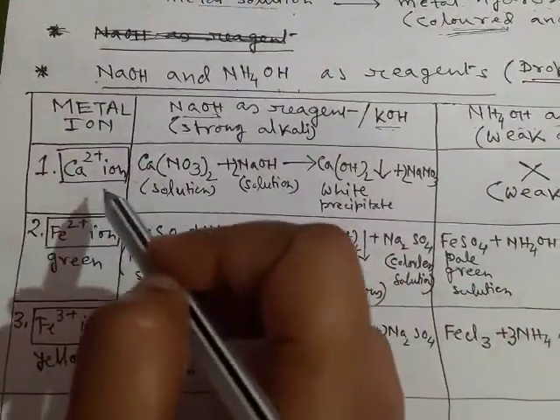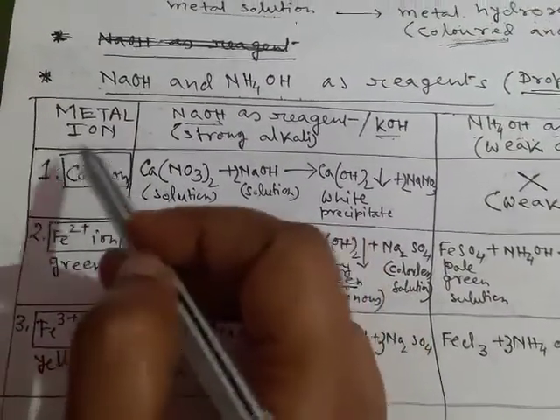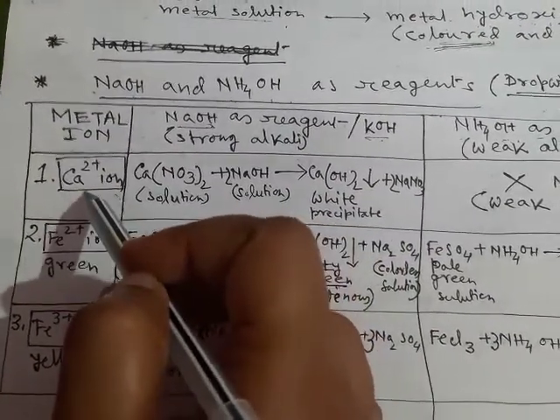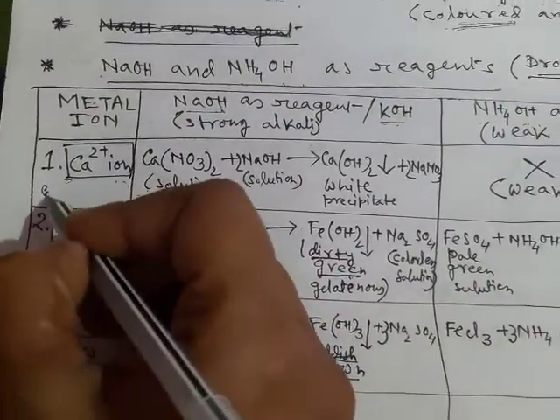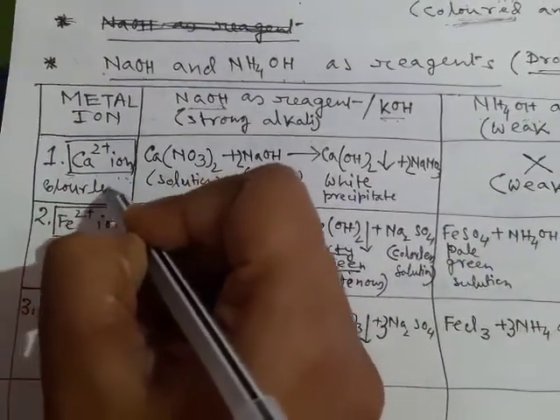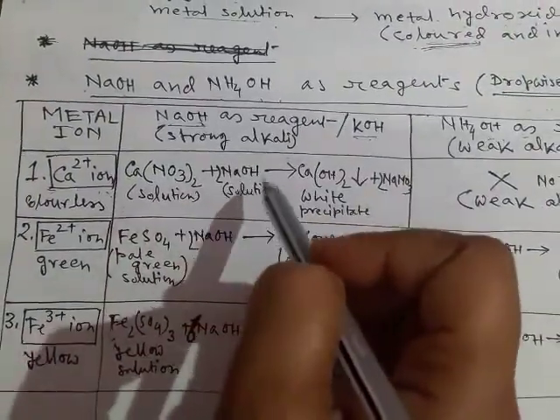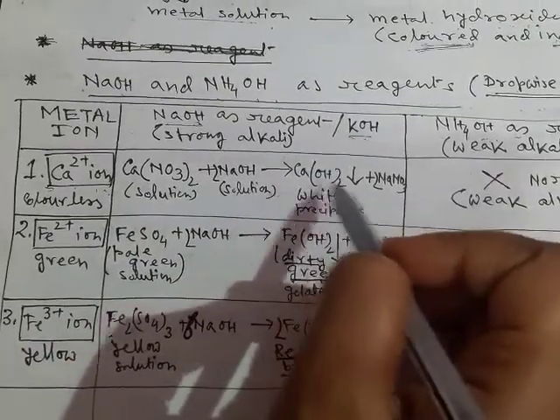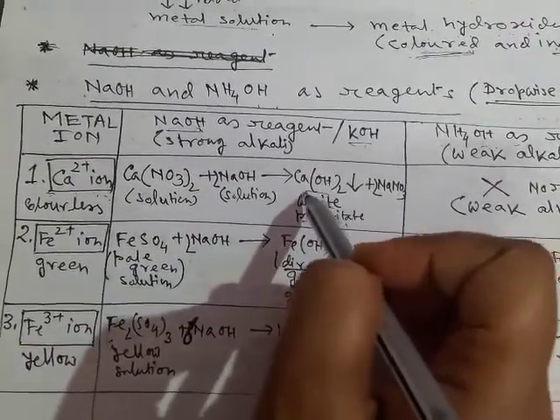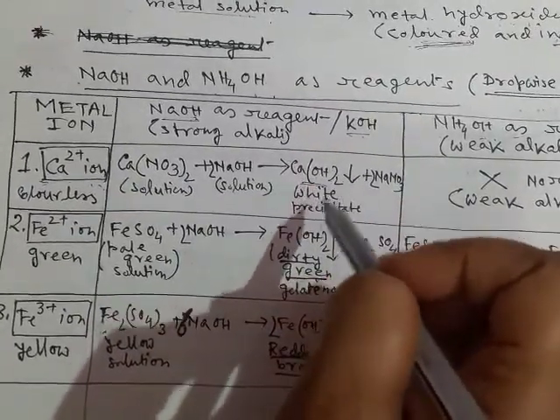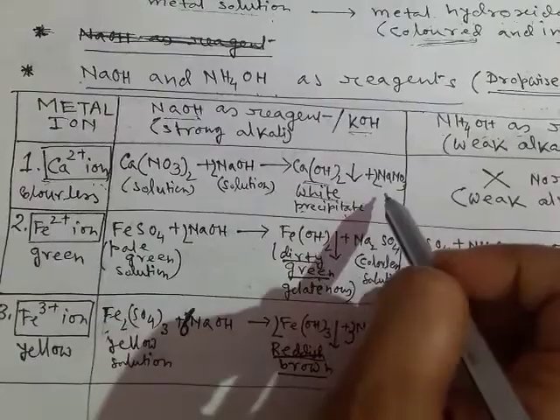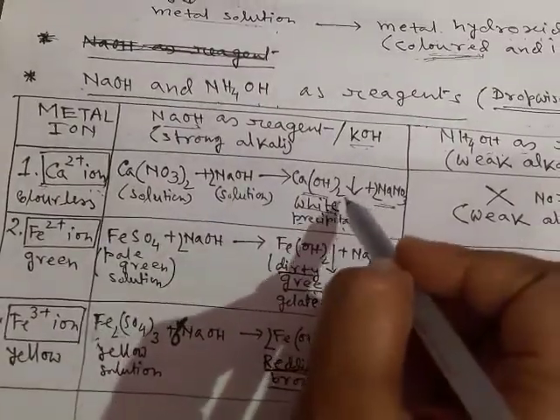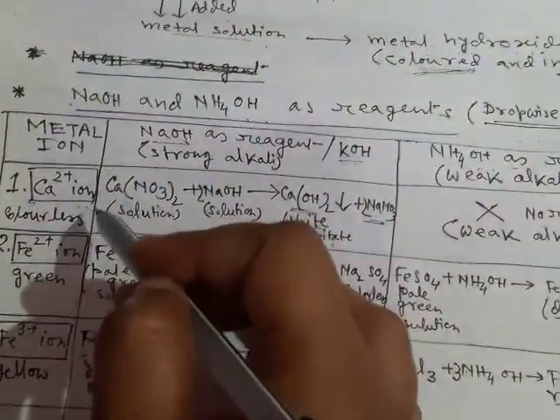First we take the calcium ion. A solution containing calcium ion is colorless. To this solution, if you add sodium hydroxide, caustic soda solution, dropwise, then there will be formation of a white precipitate of calcium hydroxide. You will get the white insoluble salt and sodium nitrate, which is colorless and soluble. So from this white precipitate you can identify the calcium ion.